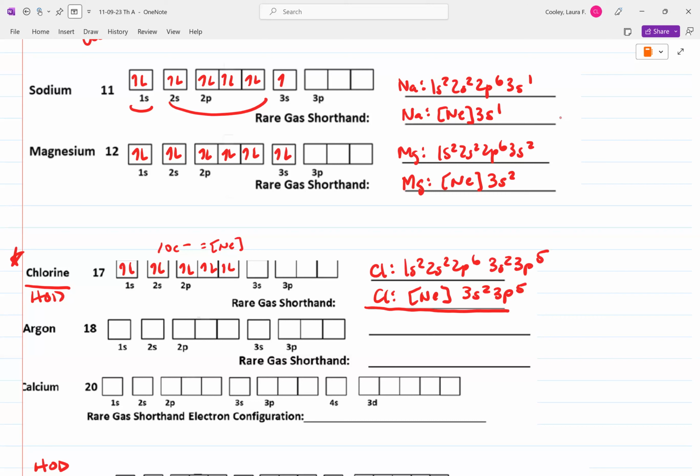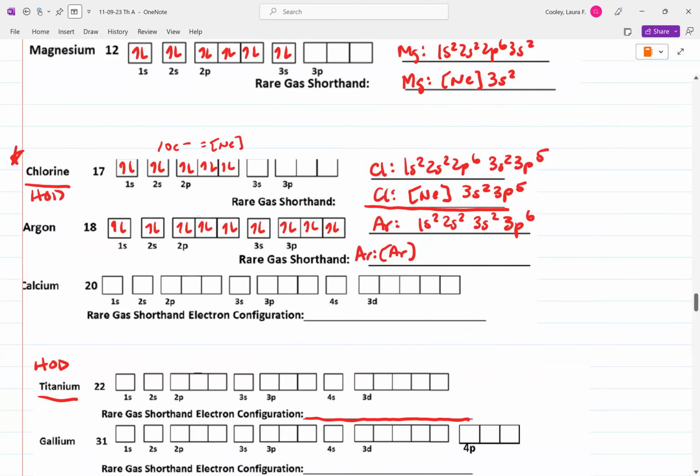Argon, now argon is 18. All of these are filled, because it's 2, 4, 6, 8, 10, 12, 14, 16, 18. So you would just write argon, right? Pretty stupid, but that's the shorthand.